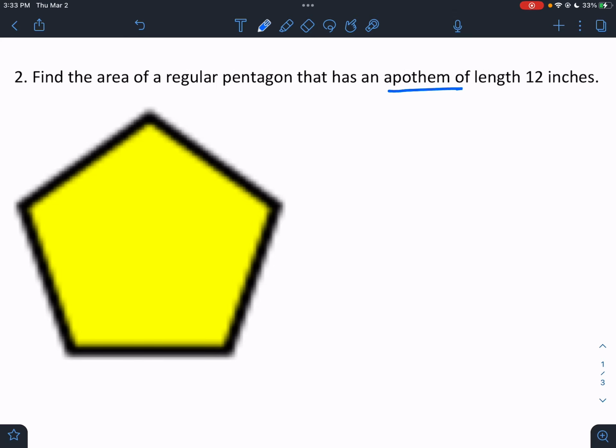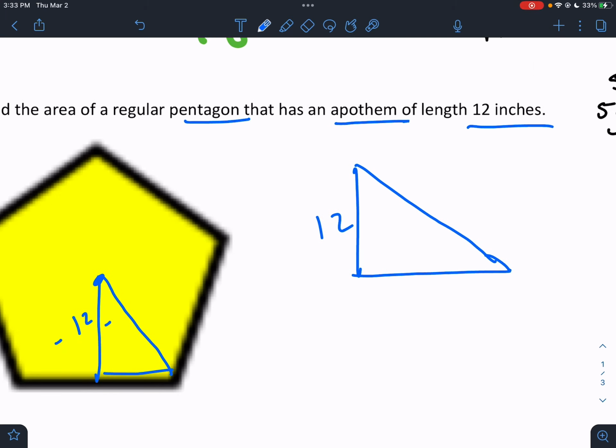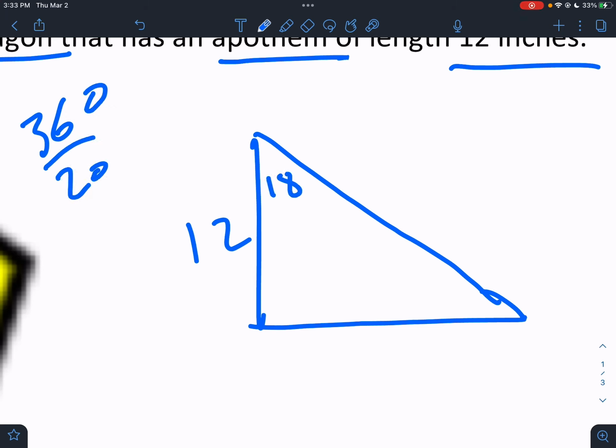On this one, we know the apothem. The apothem is this piece, and it is 12 inches. We're going to draw this triangle. First step, every problem is draw the triangle. The piece we have is the apothem. It's a pentagon, so there would be 10 of these. So we do 360 divided by 20. 360 divided by 20 would give us 18 degrees at the top.